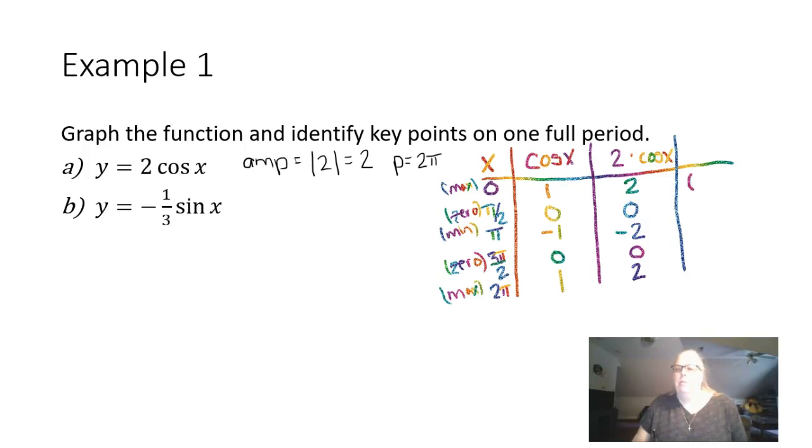So the ordered pairs I'm going to graph on the next page are 0 and 2, pi over 2 and 0, pi and -2, 3 pi over 2 and 0, and then 2 pi and 2. All right, let's go to the graph paper and draw this picture.